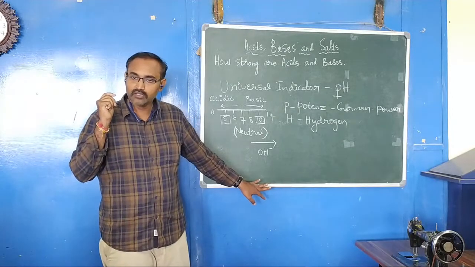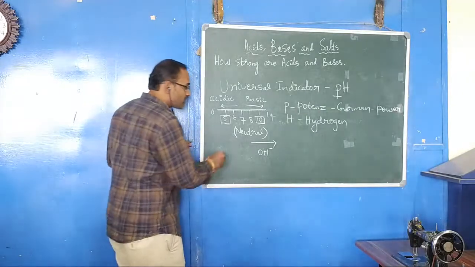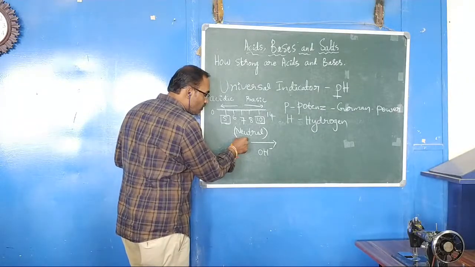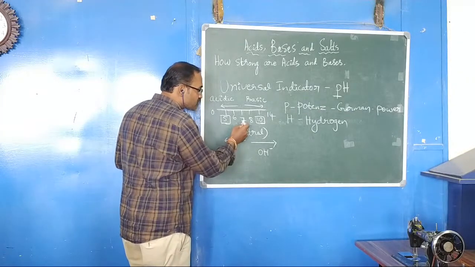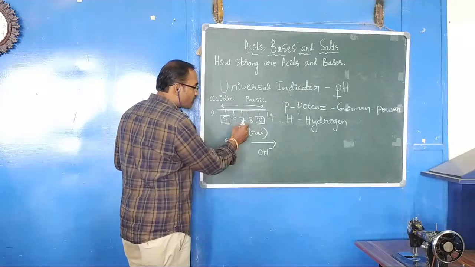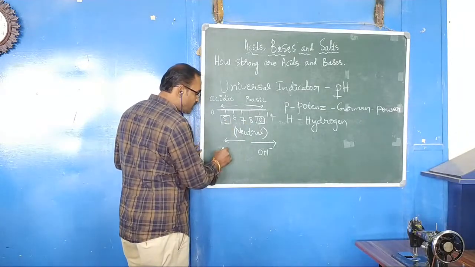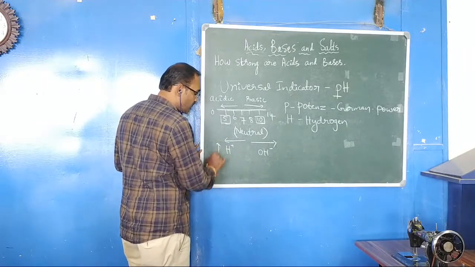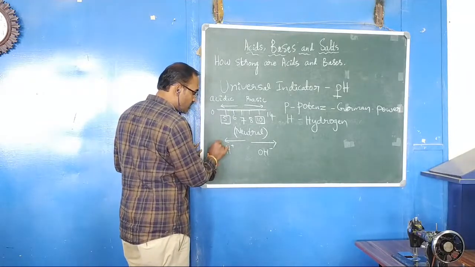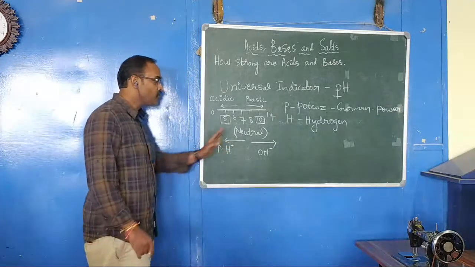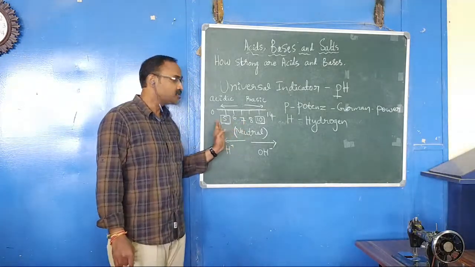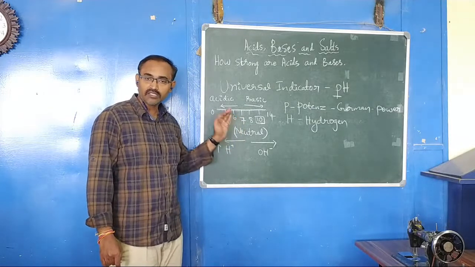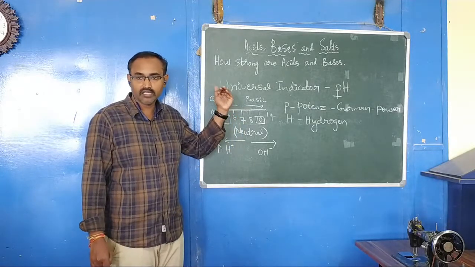Is it understood? Okay. But what happens when you go from 7 to 0? Again there will be an increase in hydrogen ion concentration. As you move from 7 to 0, the hydrogen ion concentration increases.